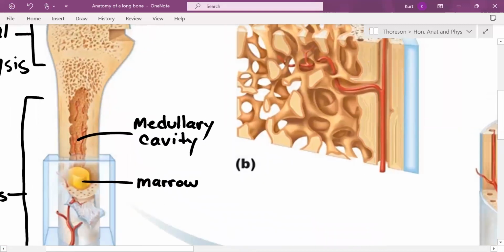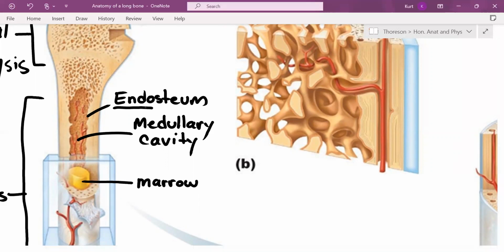Well, if the periosteum is the outermost layer, take a look at this. See this black line I'm drawing? This is the lining of your medullary cavity. That lining is called the endosteum. I know you've heard this before. What does the prefix endo mean? It means in, inside. It's where we get our word enter from. So the periosteum is the outside of the bone. The endosteum is the inside that lines the medullary cavity.